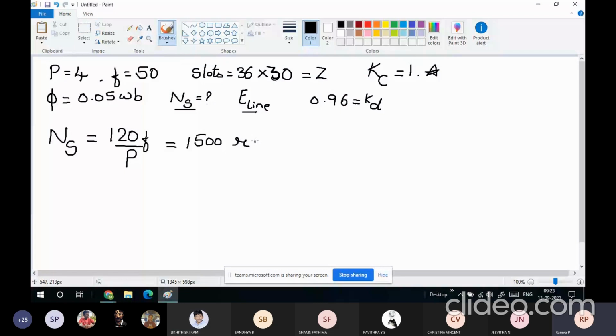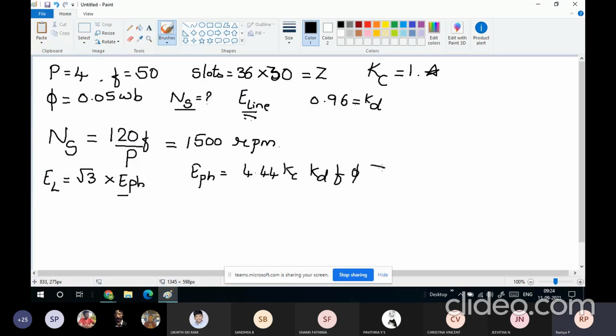Now we are supposed to calculate E line. I'll write down the formula. We should calculate the line voltage, E line, and the formula is √3 into E phase. So now you should calculate E phase first. For calculating E phase, I have a formula: 4.44 Kc Kd f phi into T phase.